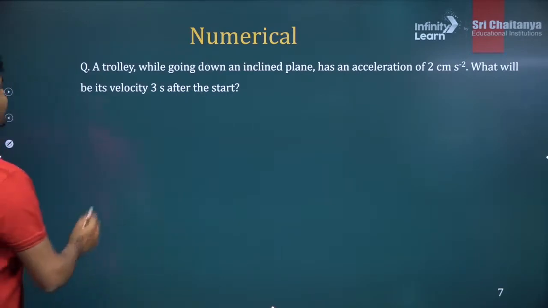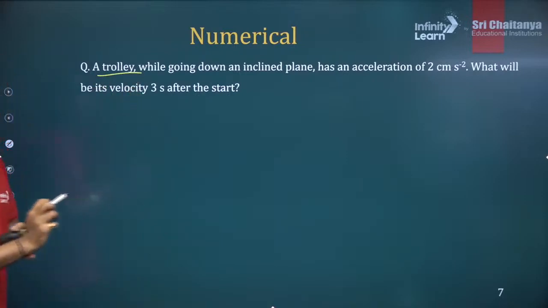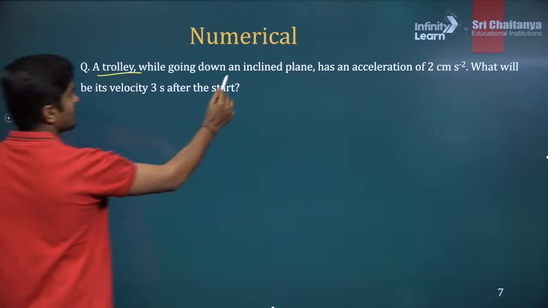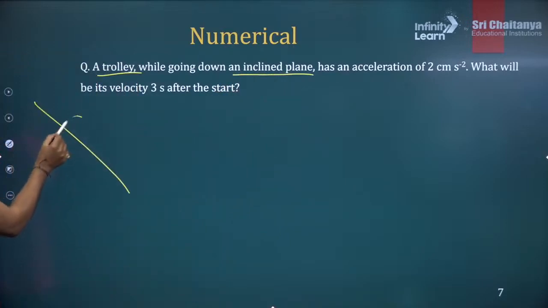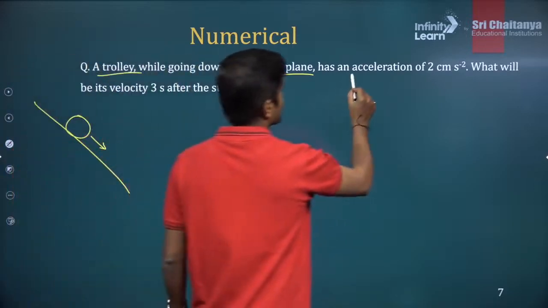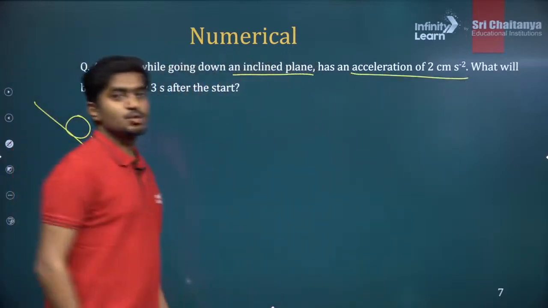So we have a trolley. It is going down an inclined plane. You know what an inclined plane is? Something like this. There is an inclined plane, and there is a trolley here. So it is moving downwards. It has an acceleration of 2 centimeter per second square.